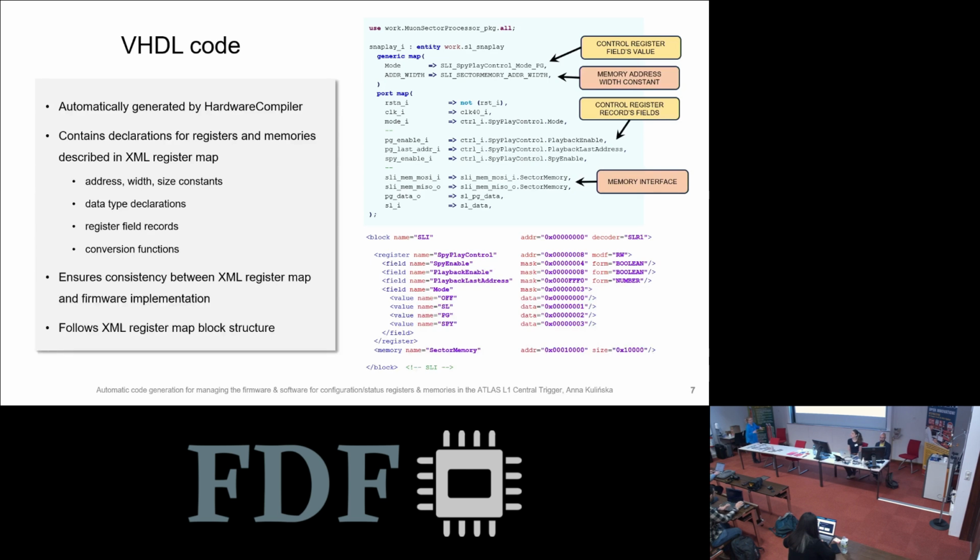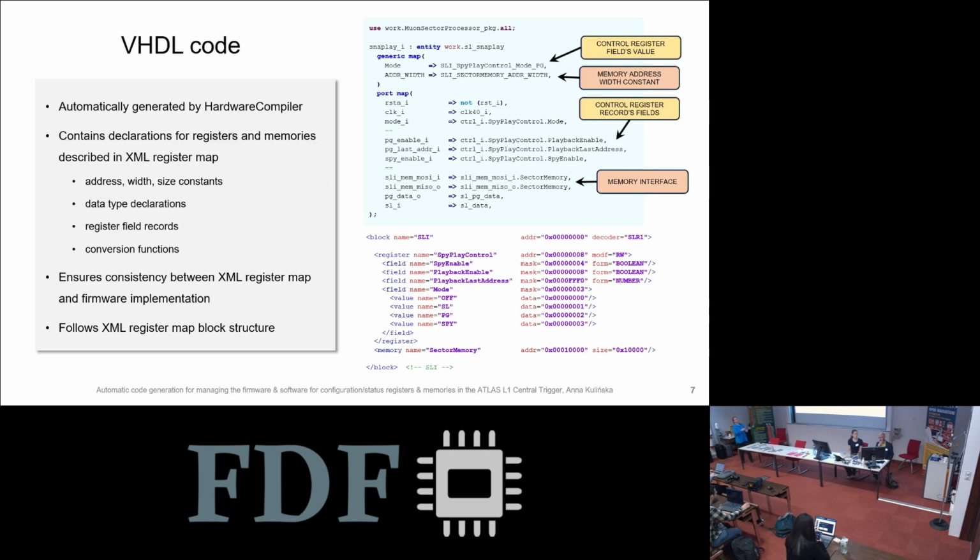Okay, so now that we are more familiar with the structure of our XML, let's see what code is being generated based on it. So HardwareCompiler generates a VHDL package that contains declarations for constants, data types, register fields records, as well as conversion functions. So these declarations are generated based on how registers and memories were described in our XML register map. To understand it better, let's look at the example that we have on the right.